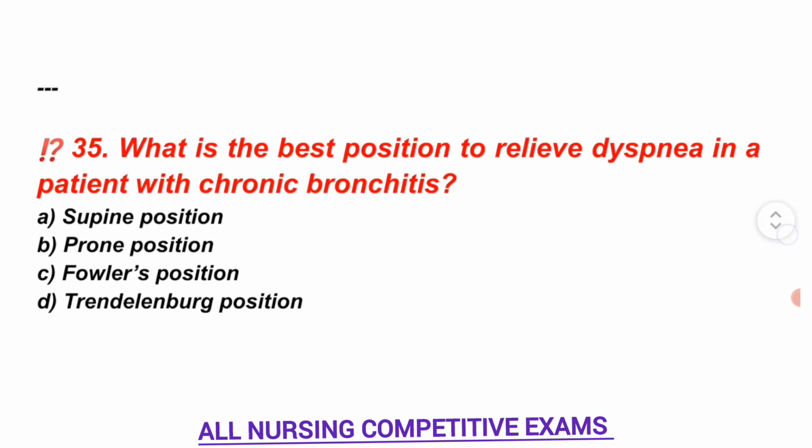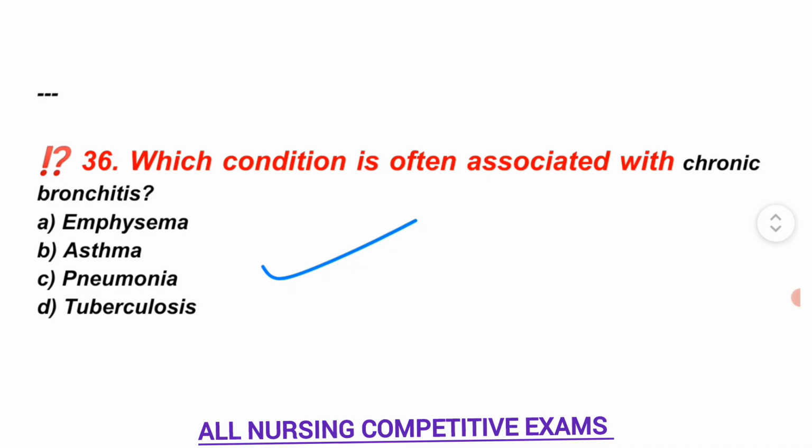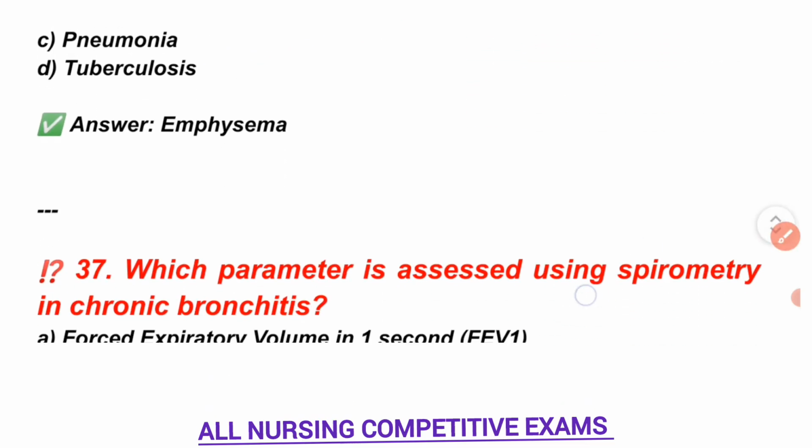Next question. What is the best position to relieve dyspnea in a patient with chronic bronchitis? The right answer is option C, Fowler position. Next question. Which condition is often associated with chronic bronchitis? The right answer is option A, emphysema.